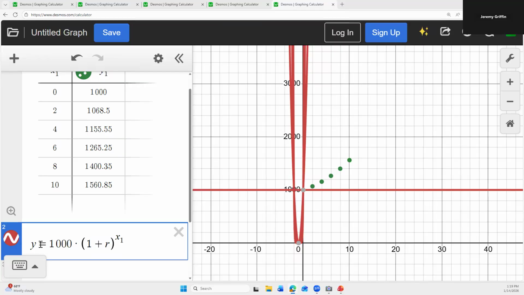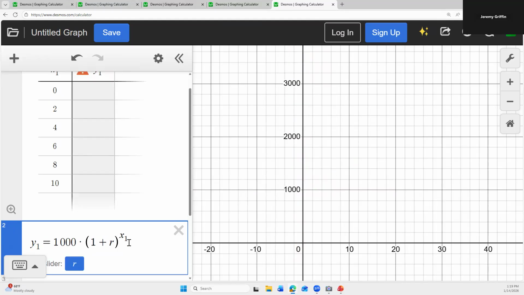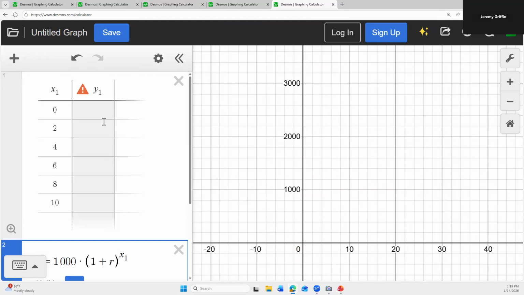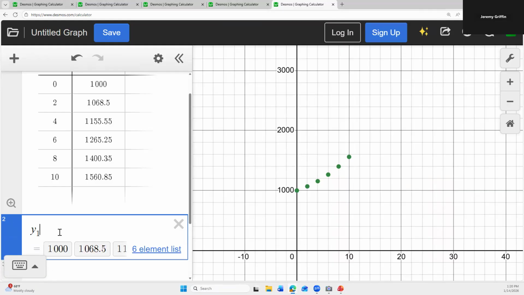I know what. I have to do y underscore one. Oops, forgot that. Oh, hold on. It just got rid of all my data. Let me pause this and pop that data in real fast. All right, let's try this again. So y underscore one. If you forget the underscore one, then sometimes it'll mess up. All right, so that's okay.